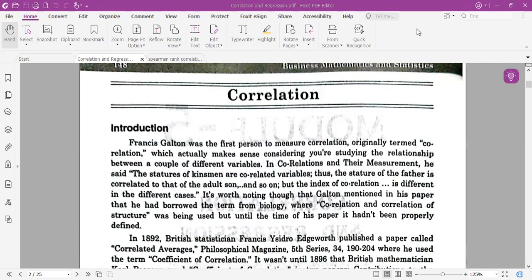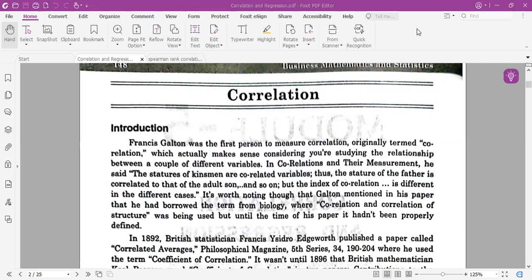So today I'm going to take a presentation on a topic called correlation. Now correlation and regression are the two important topics that are studied in statistics. So both correlation and regression are depending on each other. Now correlation is a topic where we study the degree of relationship between two or more variables.